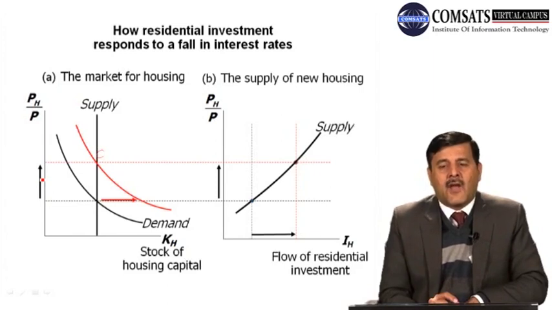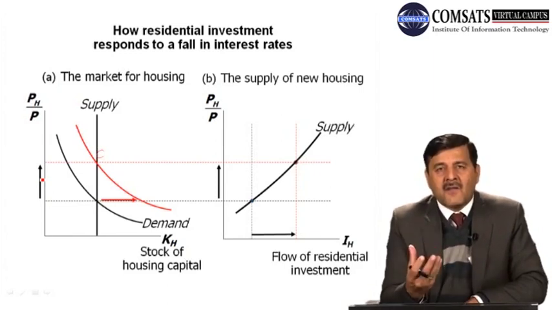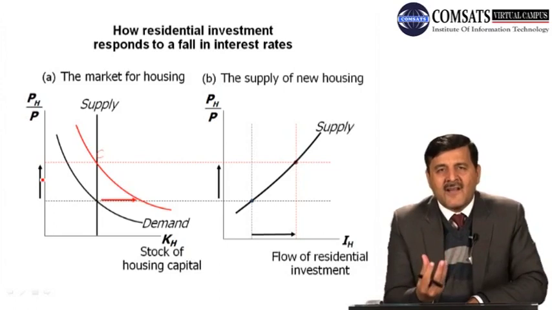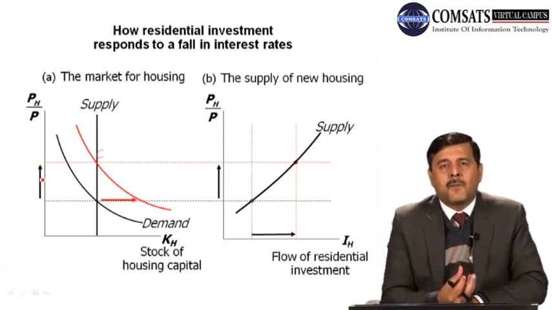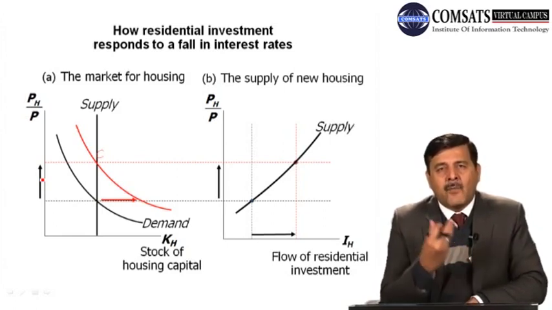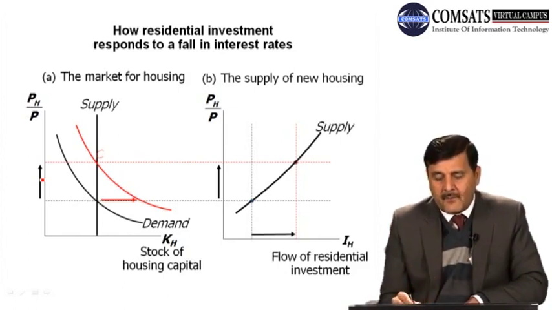When prices increase, what will happen? Investors or suppliers would like to supply more. They would like to build more houses and supply more houses in the market because the price has increased. When the price rises, producers get an incentive to produce more, to supply more in the market, right? So when the relative price of housing is going up, what will happen in diagram B? The supply will also go up, right? And we'll get another point, point D.